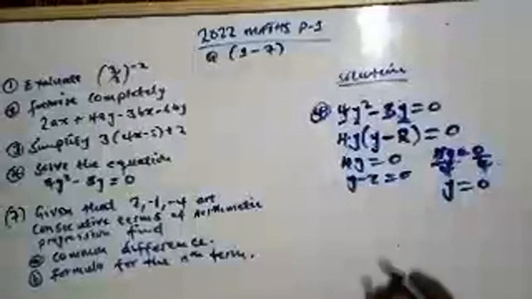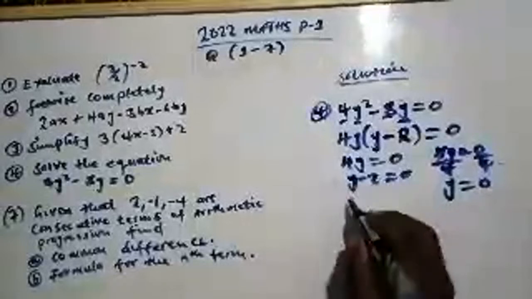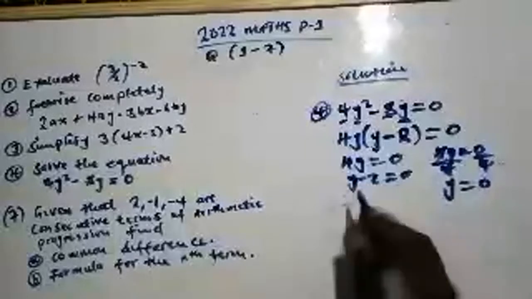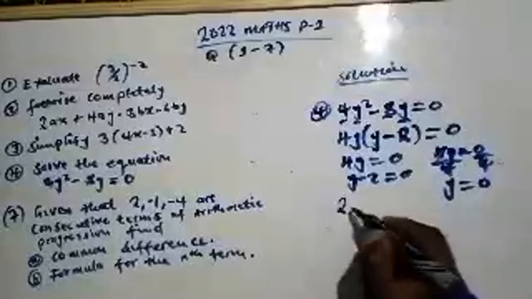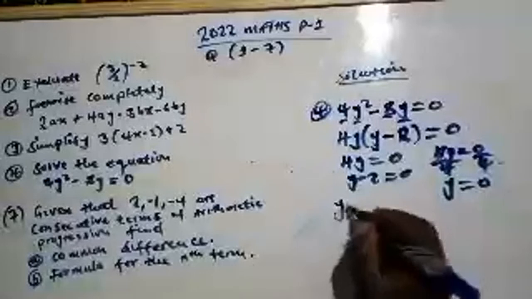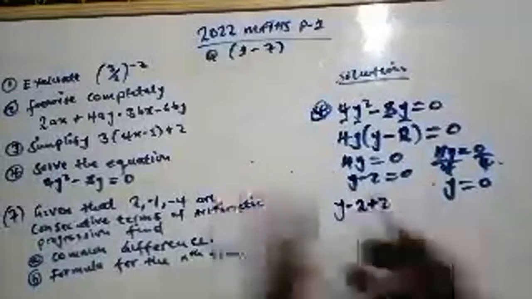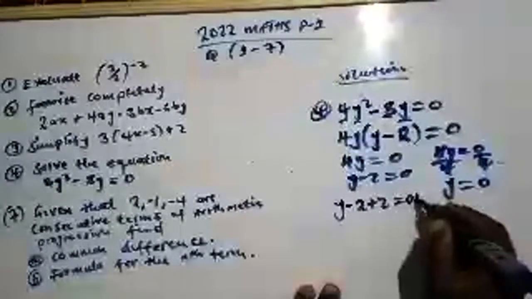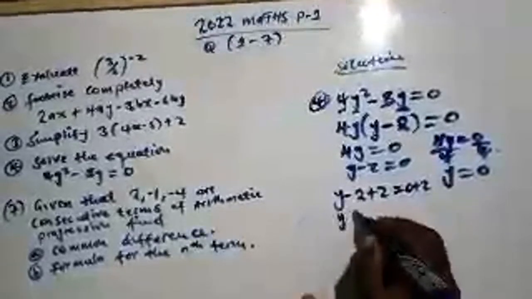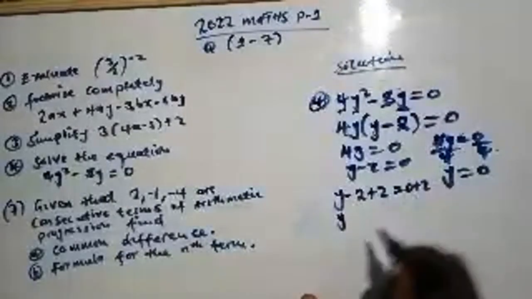So let's find another value of y. When you add 2 to both sides, you're going to have here y minus 2 plus 2. You add to both sides, okay? In which it will be 0 plus 2, okay? In which y, negative 2 plus 2 it is 0, okay?